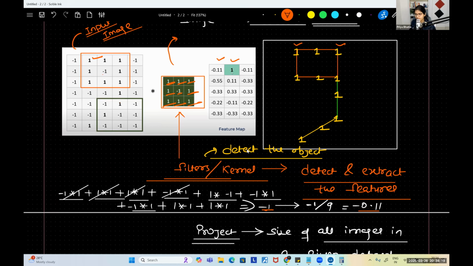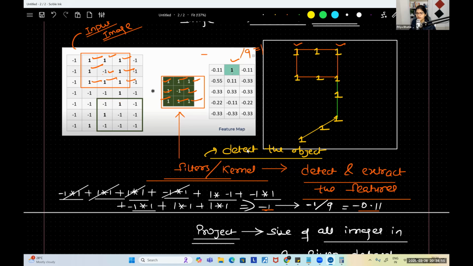Apply the same maths. 1 into 1. You will do 1 into 1 plus 1 into 1 plus 1 into 1, which gives us 3, plus 1 into 1 plus minus 1 into minus 1 plus 1 into 1. We will get 3. Then 1 into 1, 1 into 1, 1 into 1. We will get 3. Combined together, 9. If you normalize this value, 9 by 9 is equal to 1. That's why we are getting 1 over here. Is this clear to everyone?